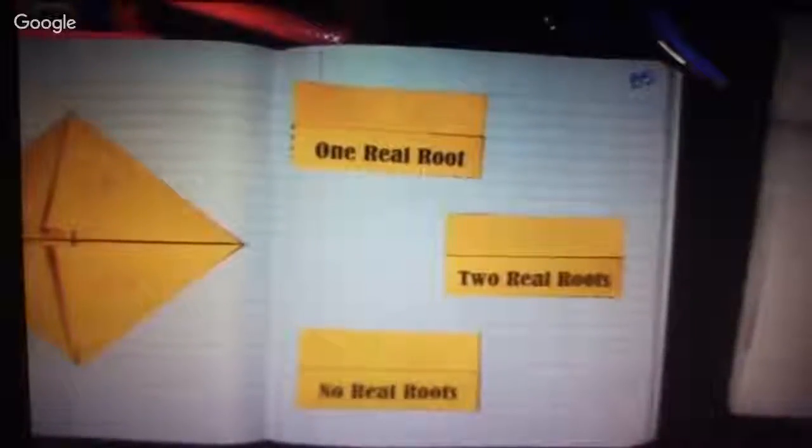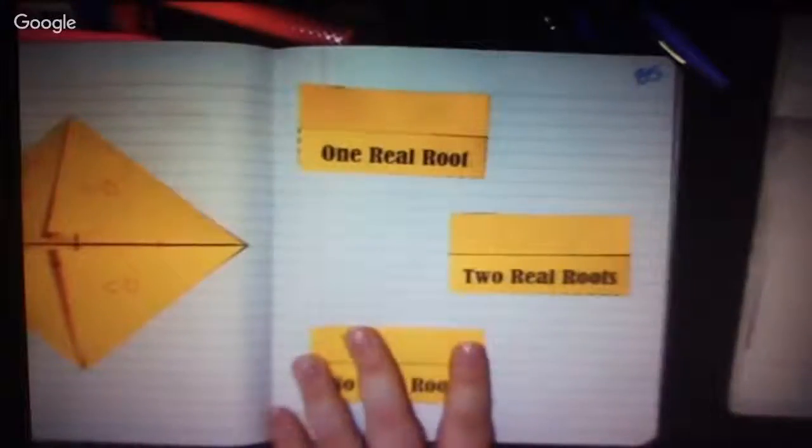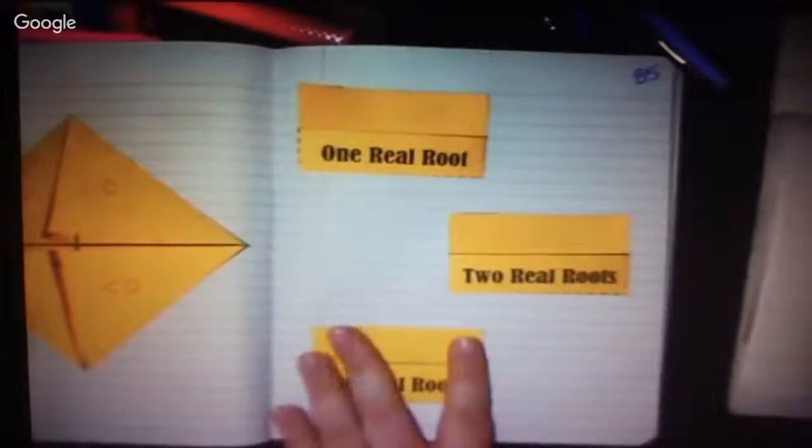Wait, so how do we... You want us to glue the flaps down, or you just fold them, or glue these down? It doesn't matter. You can put glue across the whole thing.